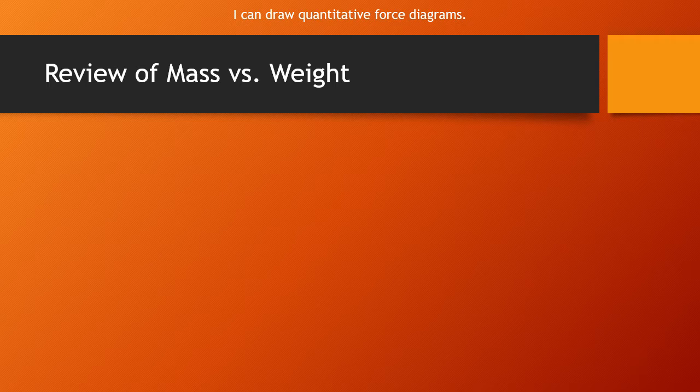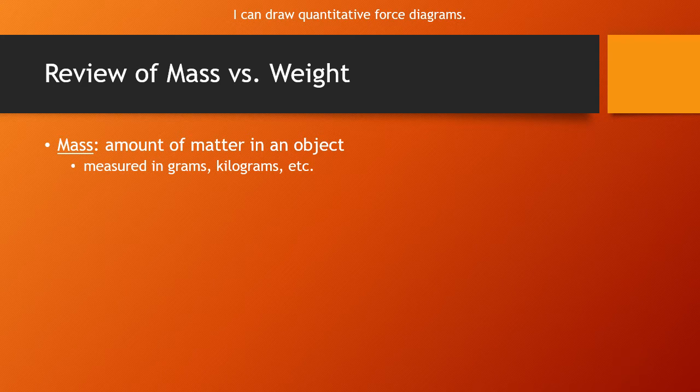Now let's just take a moment to review our last two success criteria, reviewing mass versus weight, because that will be important for drawing these quantitative force diagrams. Recall that mass is the amount of matter in an object, and this would be measured in grams, kilograms, milligrams, micrograms, anything with the unit grams in it. The most common unit that we see, as we know, is kilograms. So this is what we typically see in our questions and problems, but other grams units would also be mass.